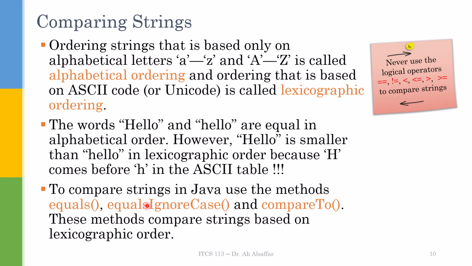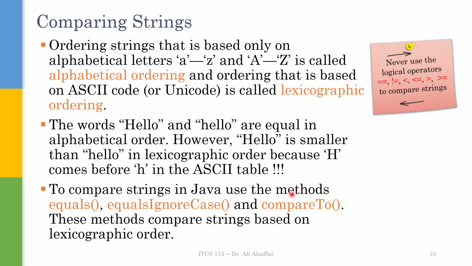For equals and equals ignore case, the difference between the two is that equals depends on ASCII code, however equals ignore case depends on alphabetical ordering. So equals ignore case does not look for the differences in uppercase and lowercase. It looks for the differences of the letters. So when we apply equals ignore case on these two words, the answer is true. But when we apply equals on these two strings, the answer will be false. And also we will show you in JGrasp how to use compare to to check less than, greater than, and so on.